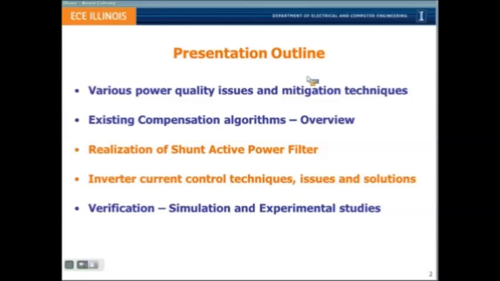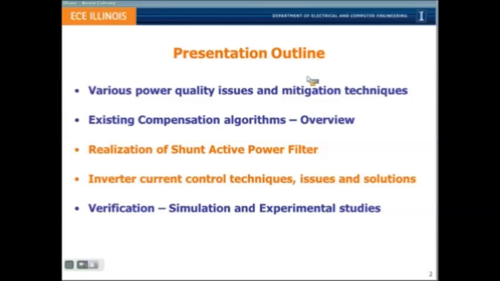and some of the mitigation techniques. And these power quality issues are the problems that are concerned with the current quality in general. And we would look at some of the existing compensation algorithms, by which I mean that we would look at the range of algorithms that have been proposed from 1970s till 2002 or 2003, and see which techniques have been effective in what context and what are the drawbacks of certain algorithms and certain theories that have been proposed.